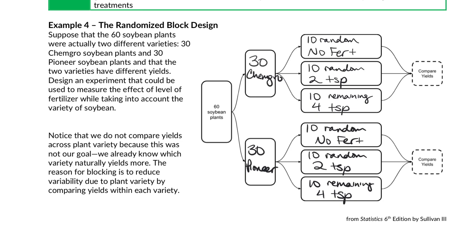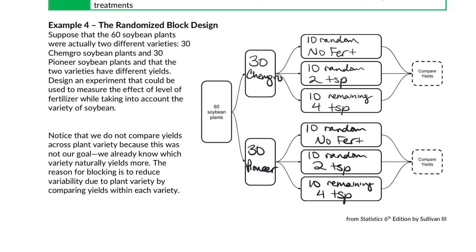Notice, did I draw any connecting dots between the 2 boxes that say compare yields? No. We already know that ChemGrow might already produce more. So we don't want to accidentally draw a conclusion about our fertilizer that was due to just the fact that ChemGrows already grow higher, more. We have to make sure that we're blocking these by type when there's a significant difference in those types so we can actually see if the fertilizer affects.